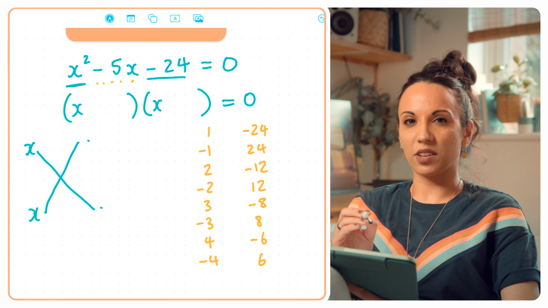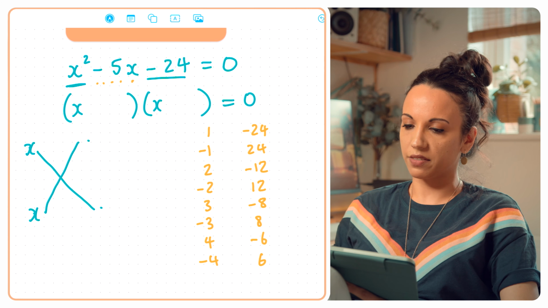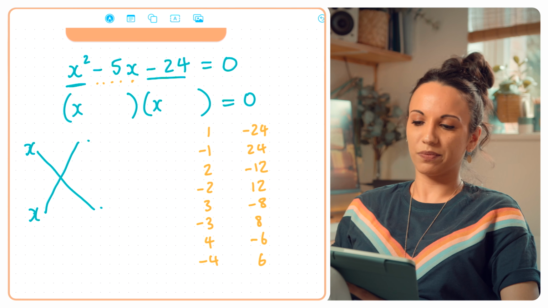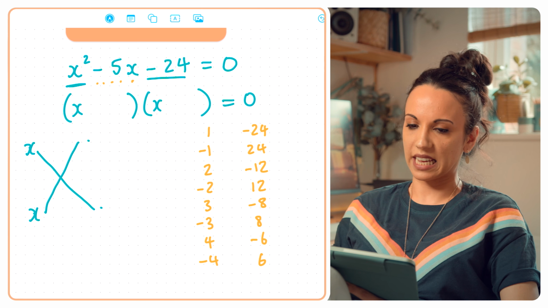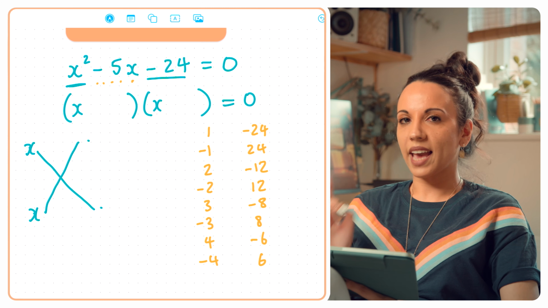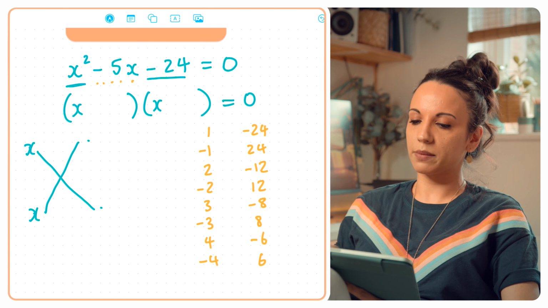But which ones are going to add to give minus 5? Well, it's not going to be 1 and minus 24, no combination of 1 and 24. 2 and 12 doesn't look like we're going to get anywhere close to 5, but the 3s and the 8s, we can make 5s out of 3s and 8s, but we need to make a minus 5.